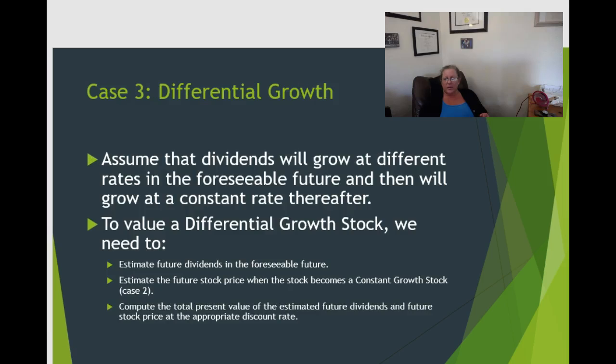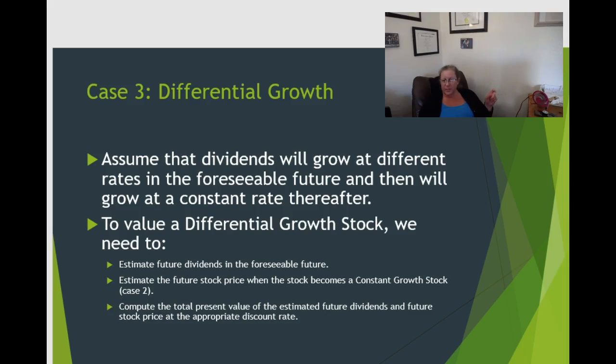Okay, the third case, a little more complicated, but not really that difficult. This is differential growth. So here we assume that the dividend is going to grow at a different rate in the foreseeable future, and then it's going to grow at a constant rate thereafter. To value a differential growth stock, we need to first estimate future dividends in the foreseeable future. The problem will typically tell you that the stock is going to grow at such and such percent for the next 3 years, or it might say 4 years or 5 years, but that is your foreseeable future.